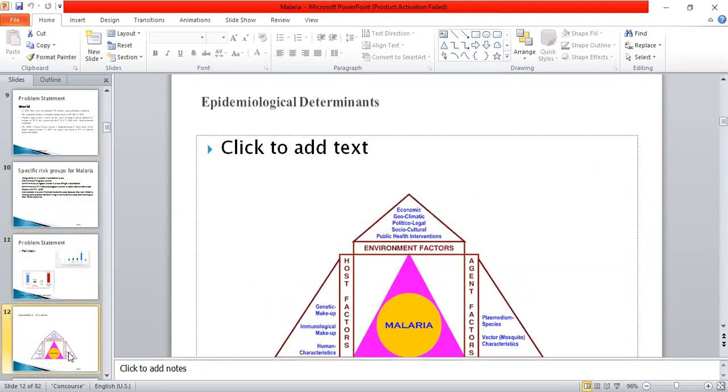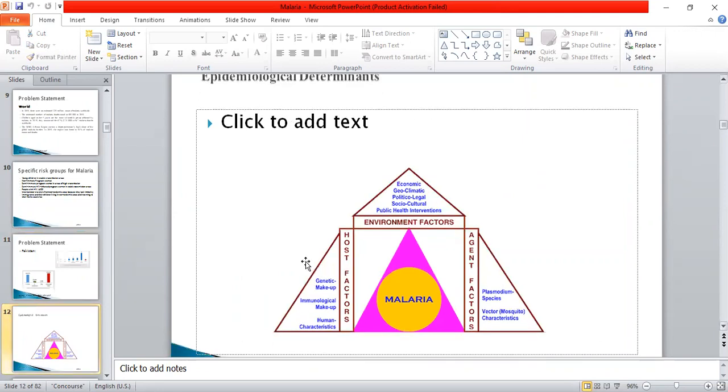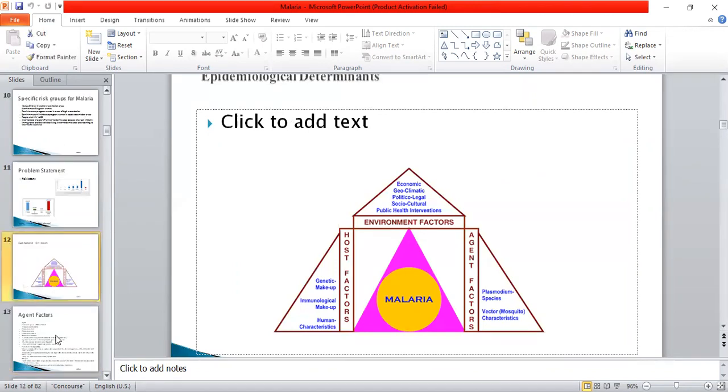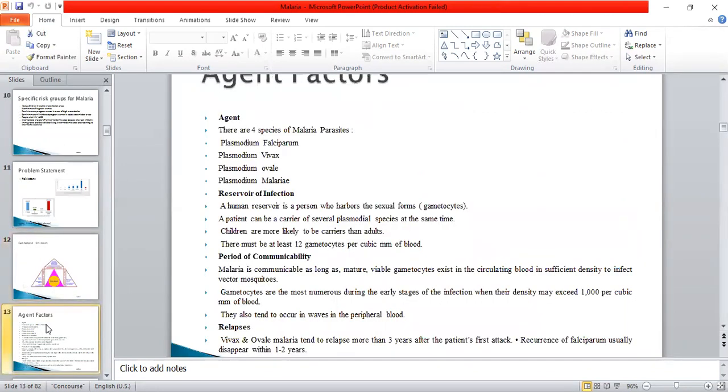Now come towards the epidemiological determinants: agent, host and environment. As we discussed, for agent, there are four species of malarial parasite: Plasmodium falciparum, vivax, ovale, malariae, and these four species are responsible for malaria.